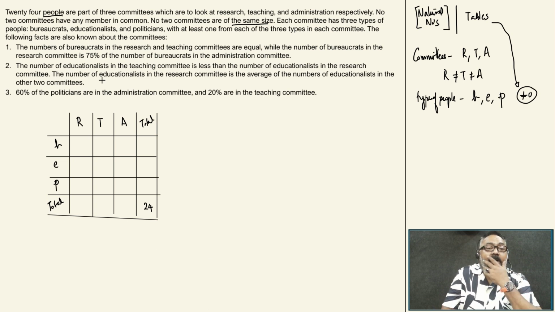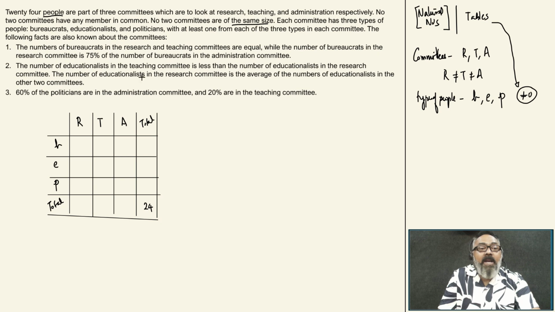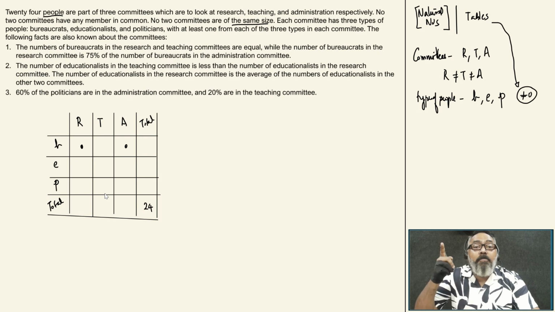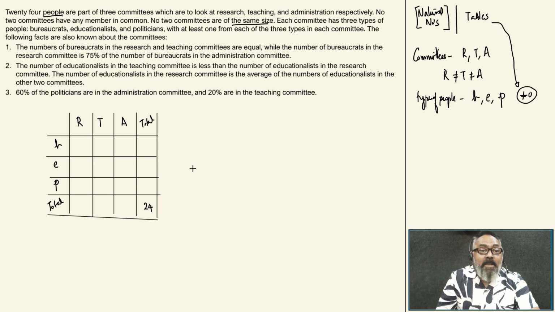Okay, let's start. The number of bureaucrats in the research and teaching committees are equal. Okay. While the number of bureaucrats in the research committee is 75% of the number of bureaucrats in the administration committee. 75%: 3 by 4, 3x, 4x. That means that if administration is 4x, I'm going to write this on the right hand top because I want to write the numbers here.